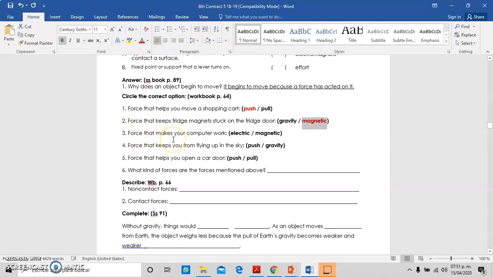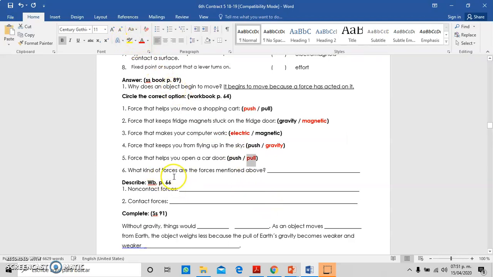Force that makes your computer work. Electric. Force that keeps you from flying up in the sky. Easy. We cannot fly. We are here on Earth because the gravity is pulling us, right? Force that helps you open a car door. Pull, obviously. You pull the handle, right?